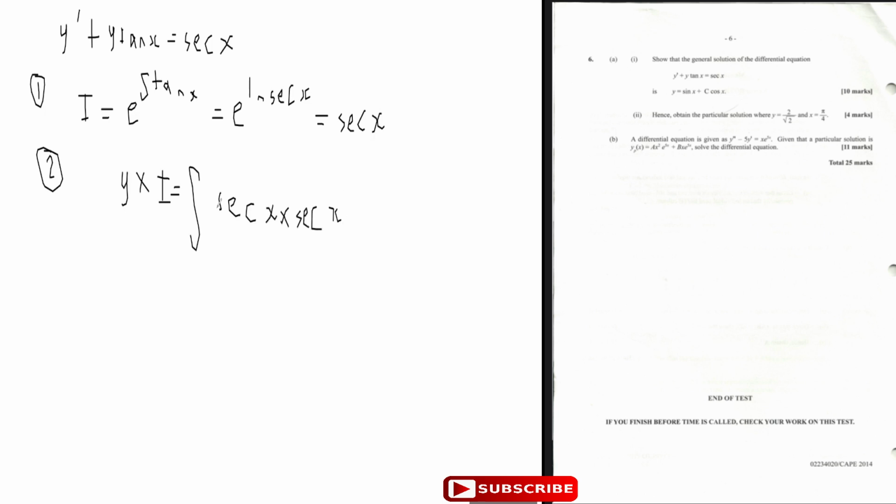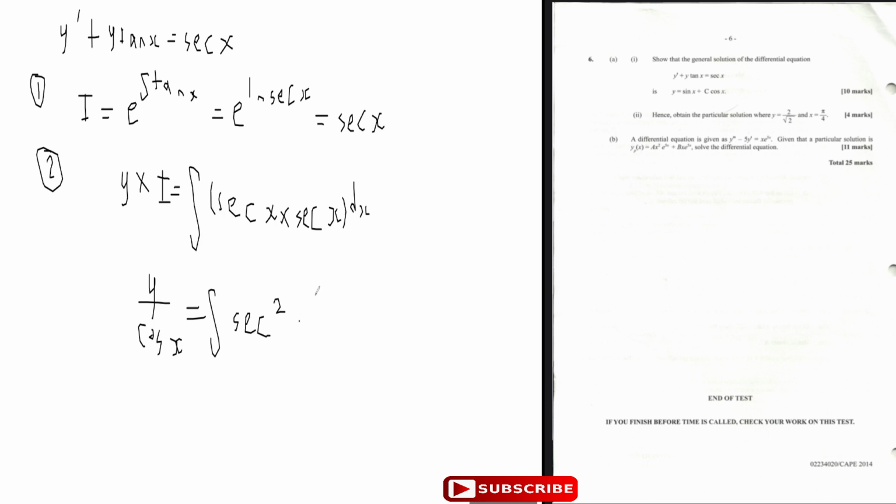And you're integrating with respect to x. All right, nice and easy. So what we're getting is y times sec x is really y over cos x, because sec is 1 over cos. So y over cos x is equal to the integral of sec times sec, which is sec squared. So we'll get sec squared x.